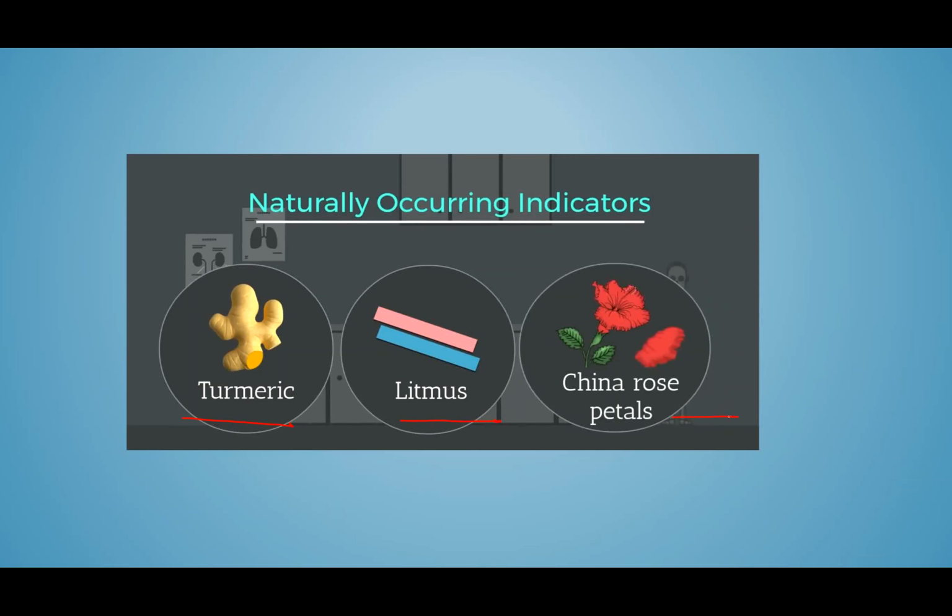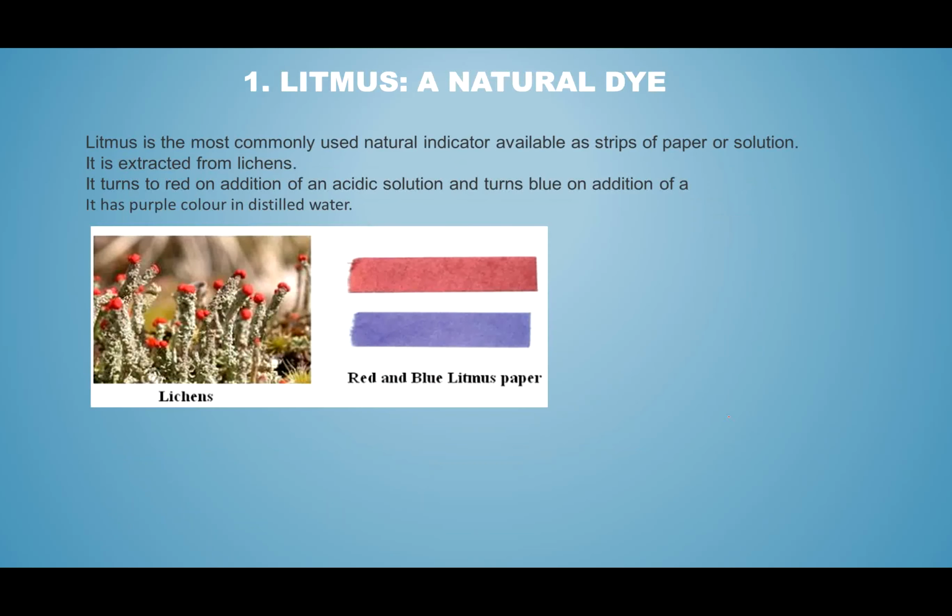These are all natural indicators. There are many more, but we are focusing here on these three. So let's see them one by one. First is litmus, which is a natural dye. It is extracted from lichen, and it is available as a strip of paper or solution.